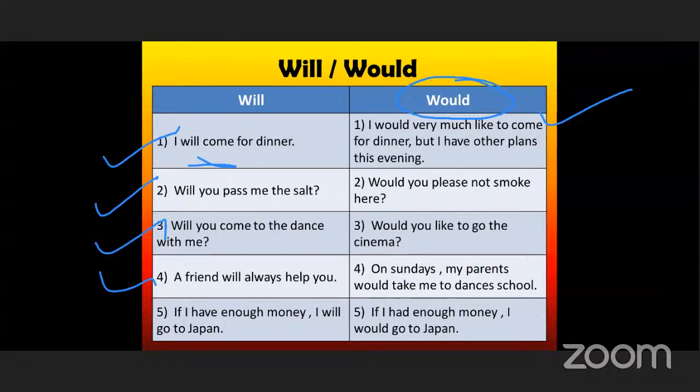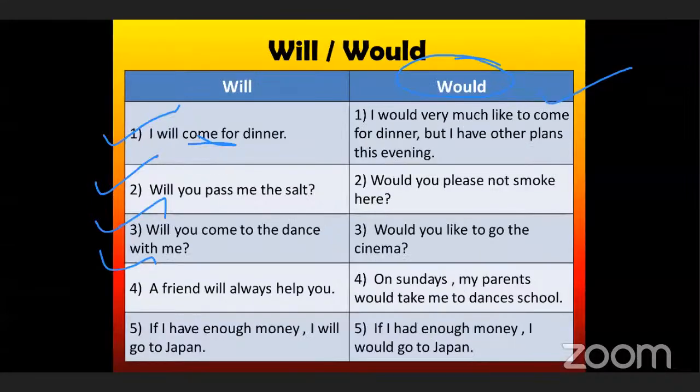Second example: Would you please not smoke here? When you are requesting someone again, use the modal auxiliary would. Third, when you're offering: would you like to go to the cinema? When you're talking about any past habit, see the example: on Sundays, my parents would take me to dance school. It's for a past habit. Now his parents are not taking him to the dance school, but in the past, on Sundays, they were taking him. So when you are talking about any past habit, use the modal auxiliary would.